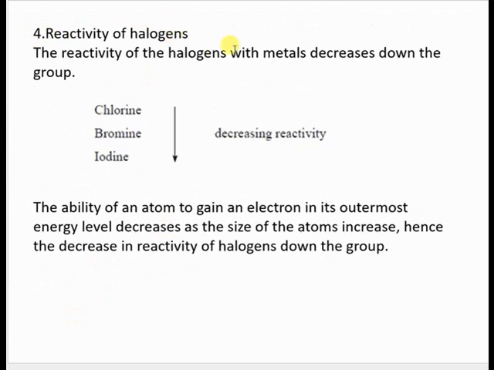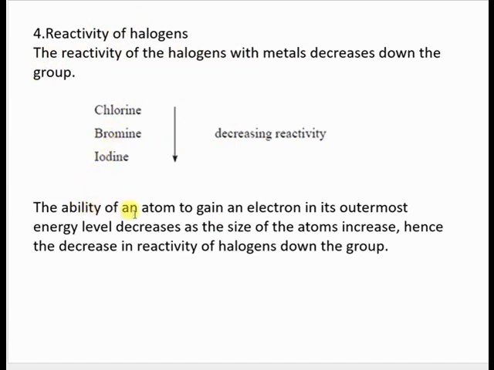Reactivity of halogens. We want to see which one is the most reactive and which one is the least reactive, and then we look at the trend down the group. The reactivity of halogens with metals decreases down the group. So in this group, fluorine is at the top and is the most reactive, followed by chlorine, bromine, then iodine, which is the least reactive in this group.